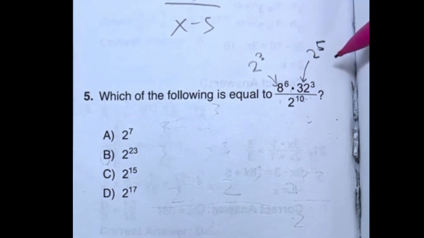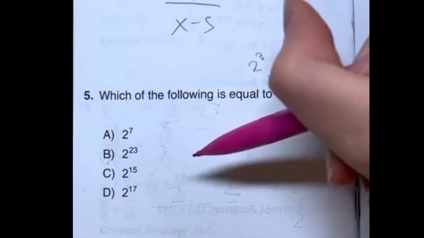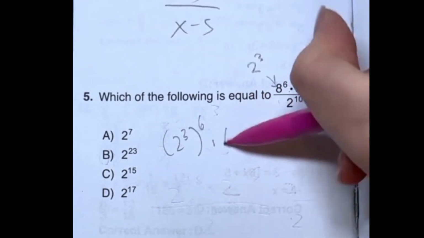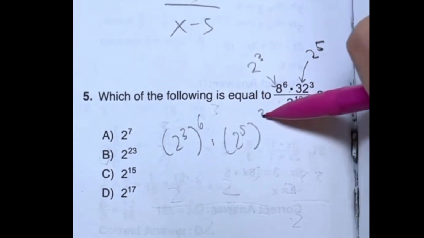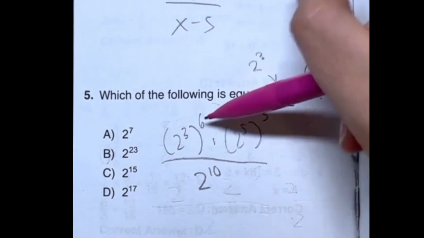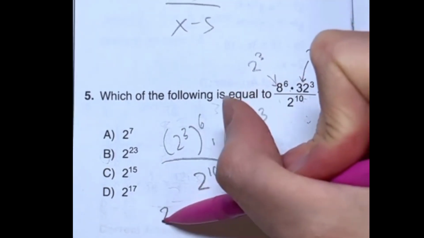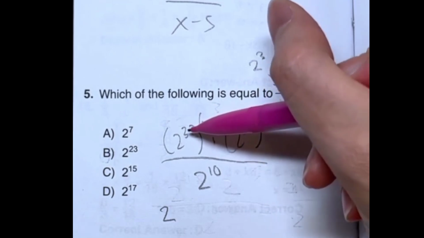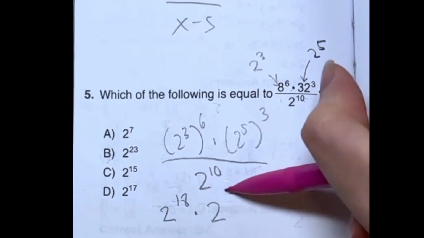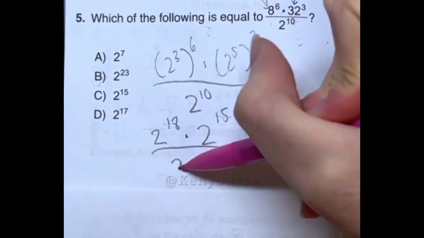So if we plug in those values into the expression, that's going to be 2 to the third power raised to the sixth power times 2 to the fifth power raised to the third power divided by 2 to the 10th power. Whenever you raise a power to an exponent, you keep the base and you multiply the exponents. 3 times 6 is 18. And then that's going to be 2 to the 15th power divided by 2 to the 10th power.